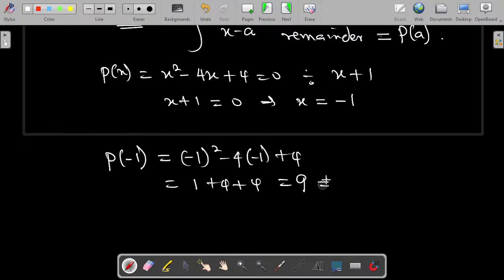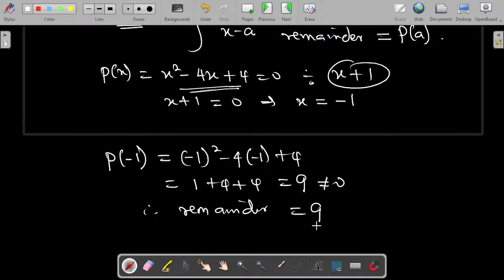Of course this is not equal to 0. Therefore x plus 1 is not a factor of this polynomial. And so you can now conclude that the remainder for that division is going to be equal to 9. That's exactly what these two theorems are saying. Both of them are very useful when it comes to the remainder and factor of a particular division in polynomials.